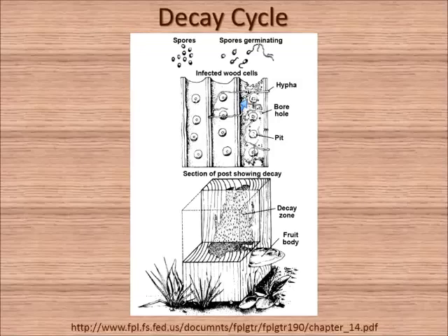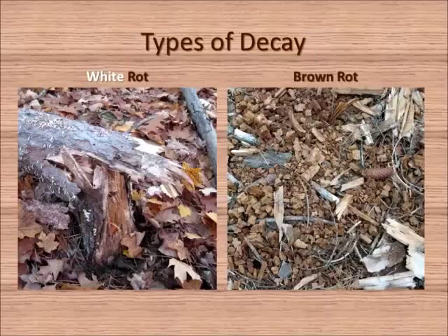A fruiting body of a fungus can produce millions of spores per minute. I mean, these things are just loaded with spores. So they release a lot of spores into the air, and that's how they get around. There's two types of decay that are described, white rot and brown rot. So usually decay fungi are either white rotters or brown rotters.